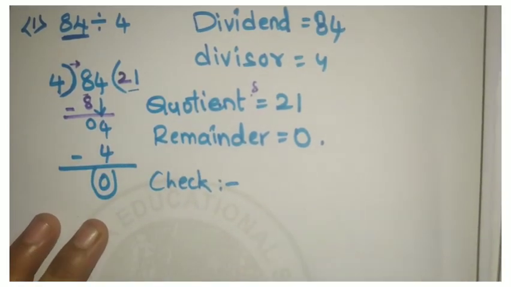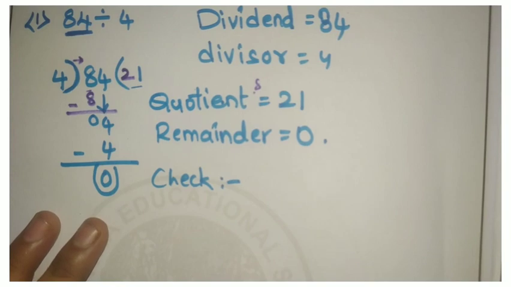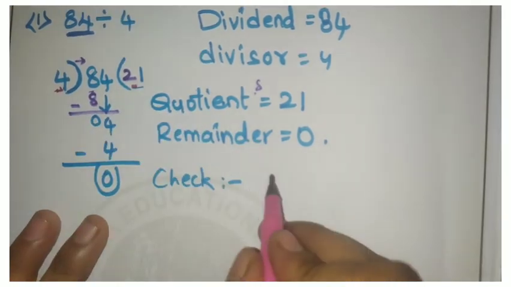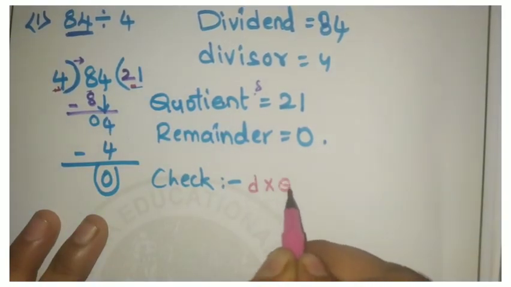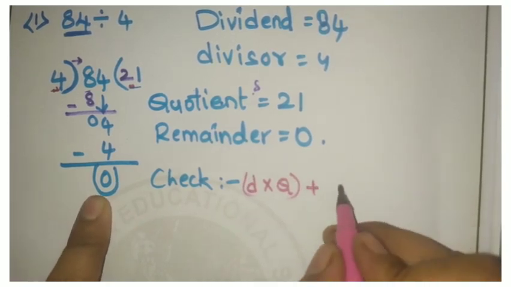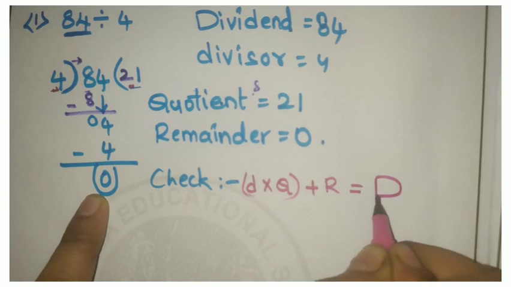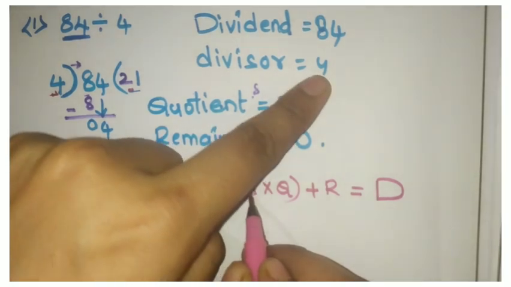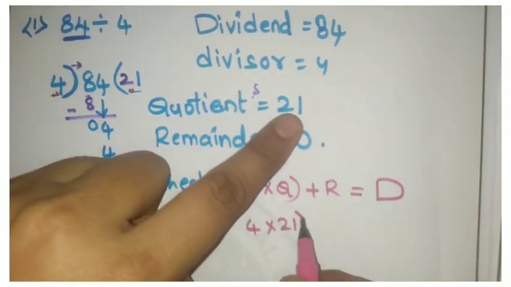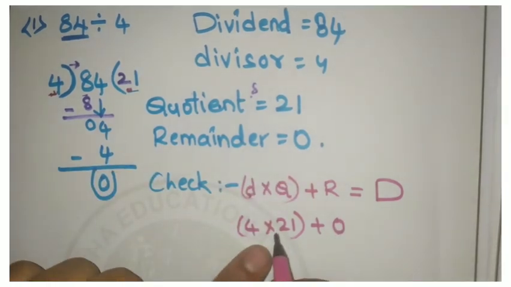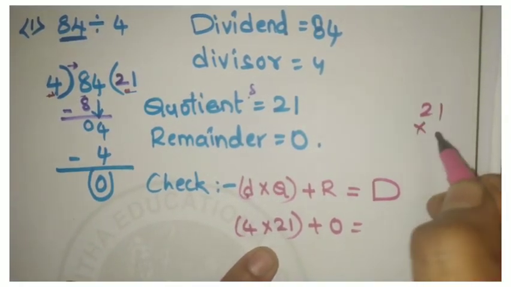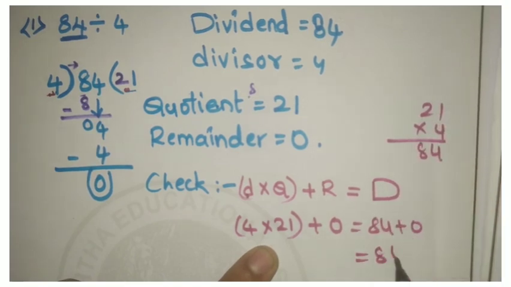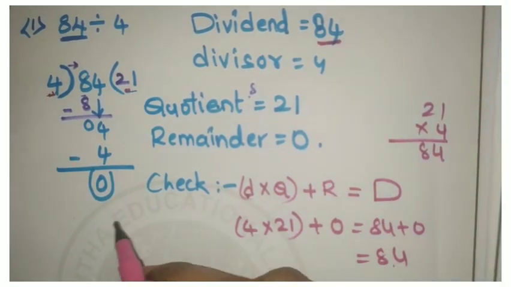How will we check? Yes, there is a formula, that is: divisor into quotient plus remainder equal to dividend, capital D, dividend. We have to get 84. Look, what is the divisor? 4. 4 into 21 plus 0. Okay, look, 21 into 4, how much? 4 1s are 4, 4 2s are 8. 84 plus 0 will be 84. We got the dividend. Yes, then this problem is correct.